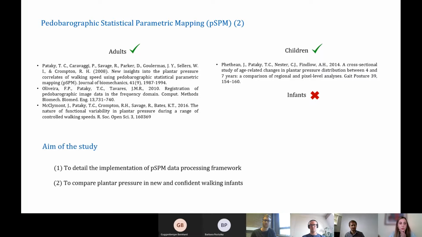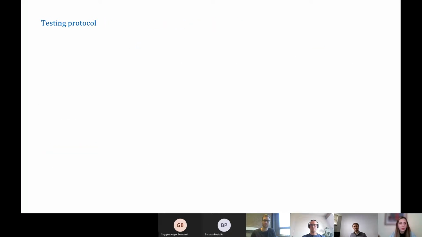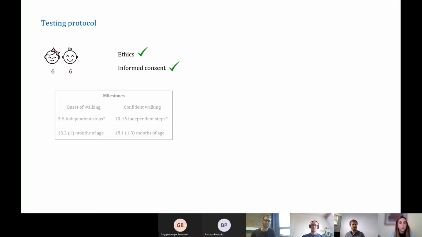So the aim of this work was to detail the implementation of the PSPM data processing framework. And by adopting this framework, we also wanted to compare plantar pressure in new and confident walking infants. For the purpose of this work, we recruited 12 participants, 6 females and 6 males. We obtained ethics and informed consent from the parents. And we collected the data by milestones of development.